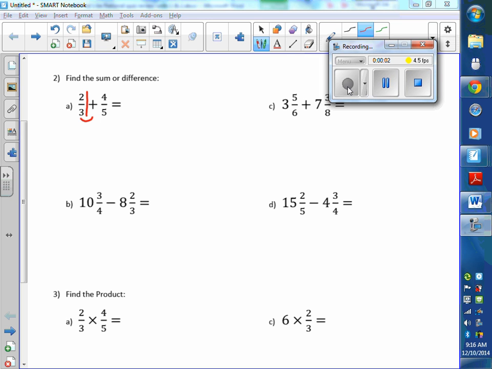Okay, so the common denominator is going to be 15, so we have to multiply by 5 there and 3 here. So that's 2 times 5 is 10 fifteenths, plus 3 times 4 is 12 fifteenths. When you add that together, you get 22 fifteenths. 15 goes into 22 once, and the remainder is 7.